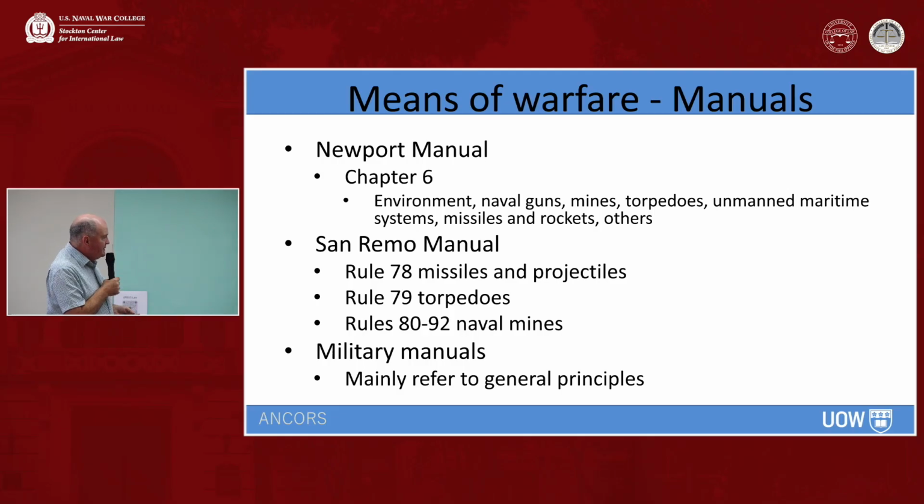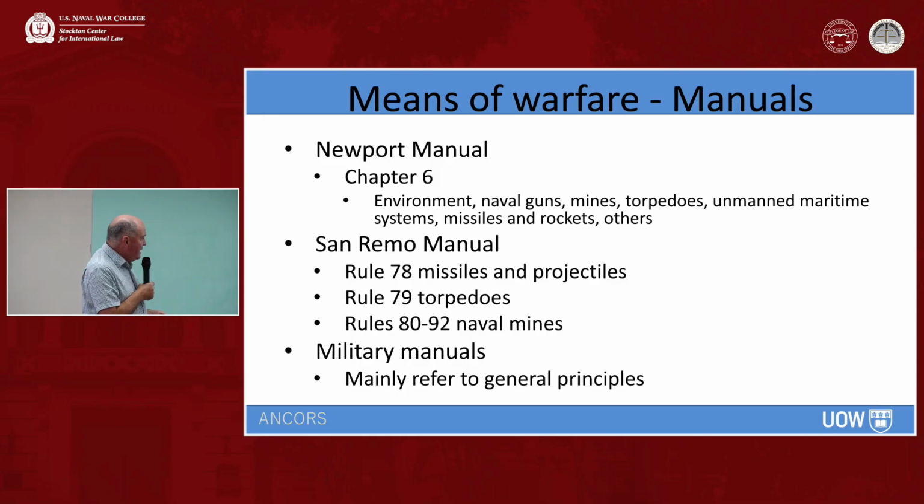I'll show you that in a minute. The San Remo Manual, for those who are familiar with it, has really quite limited specific detail dealing with weapons. A couple of rules, 78 and 79, basically refer back to earlier principles in the San Remo Manual. It doesn't go into much detail there. And then there are quite a lot of rules that deal with the specifics of using naval mines.